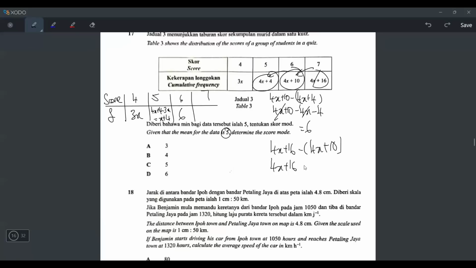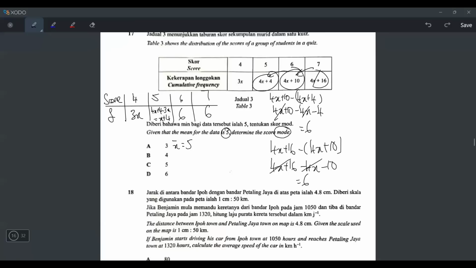So 4x plus 16, same as just now, no bracket, wrong. Minus 4x, minus plus 10 becomes minus 10. 4x cancels, 16 minus 10 is 6. This is also 6. So now what do they say? Given that the mean for the data is 5, determine the mode. So we know the mean is 5, so I can just write mean equals 5.